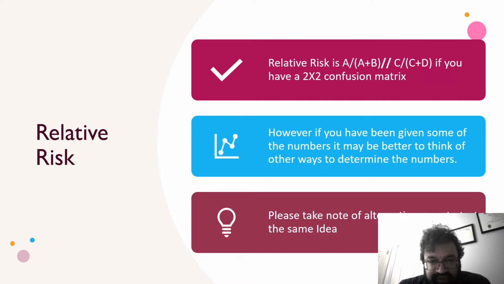Of course, you have a relative risk, and I'm going to go over the whole matrix. The relative risk is typically A over A plus B, divided by C over C plus D. You have A, B, C, D, and then A over A plus B, C over C plus D. That's the relative risk. However, if you have been given only some of the numbers, it might be a bit trickier because you're expecting a set of numbers that you don't see. Please take note of that.